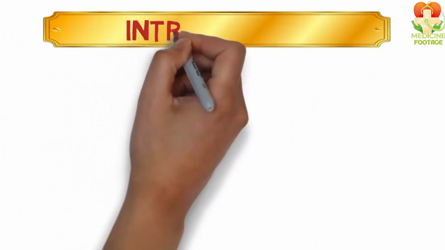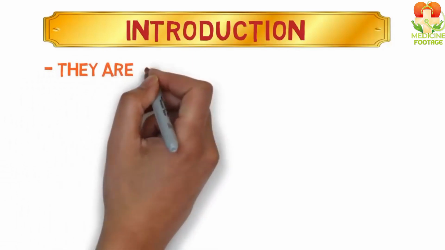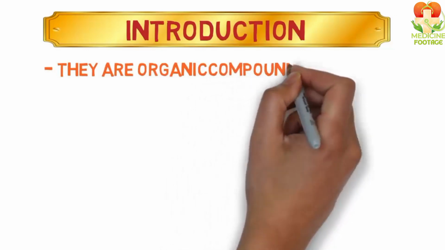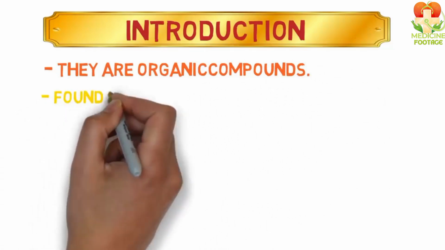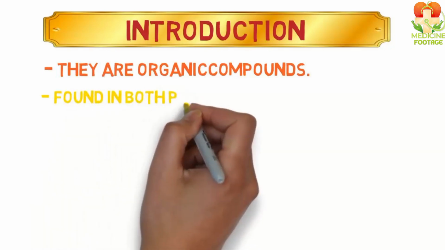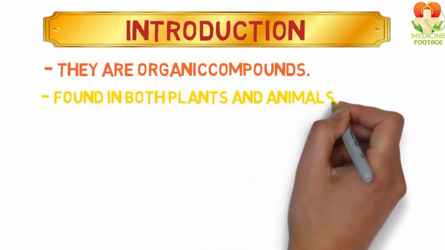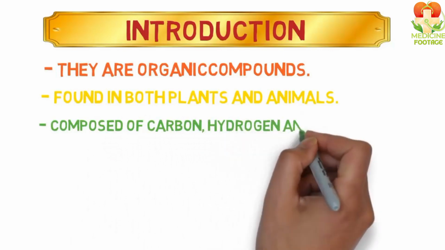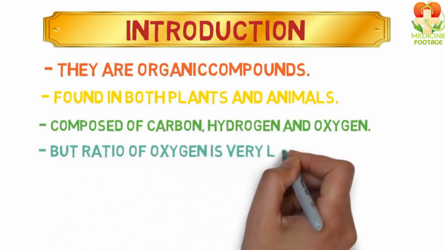Let's get started with the introduction to lipids. As I have previously discussed biomolecules, which include carbohydrates, proteins, nucleic acids, and lipids. Just like these other molecules, lipids are organic compounds. The other organic compounds that I've covered are found in all living beings, and lipids are no different. Lipids are found in all living beings, including plants and animals. Lipids are composed of carbon, hydrogen, and oxygen, just like carbohydrates. But the proportion of oxygen in lipids is much lower.